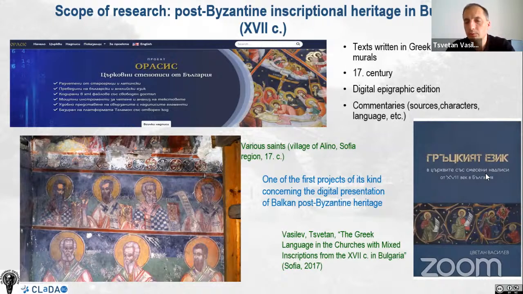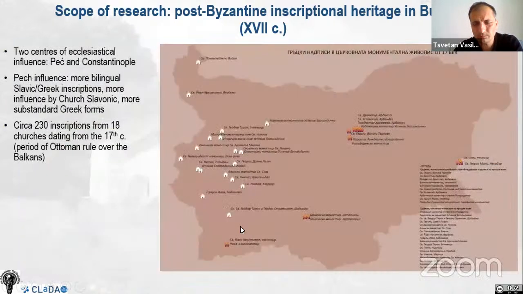Here on the right, you can see my book, which is based on my PhD thesis, and it deals with the churches from the 17th century in Bulgaria. And the book is called The Greek Language in the Churches with Mixed Inscriptions from the 17th Century. Here you see a map of Bulgaria. So the ORASIS project is starting with inscriptions from these churches.